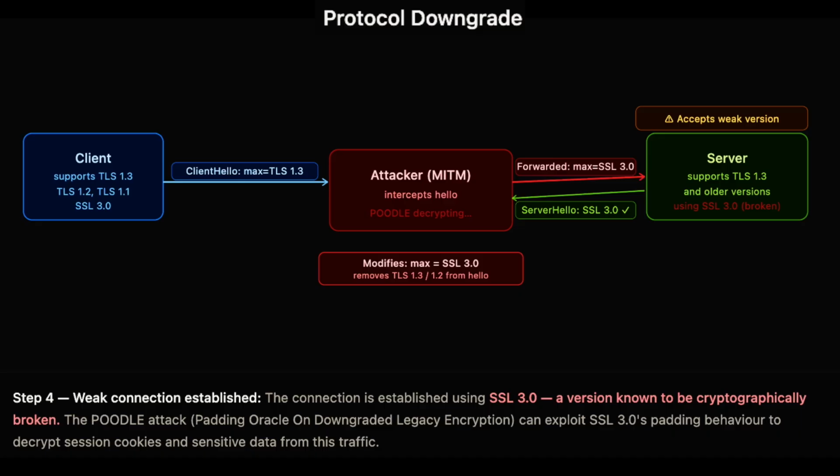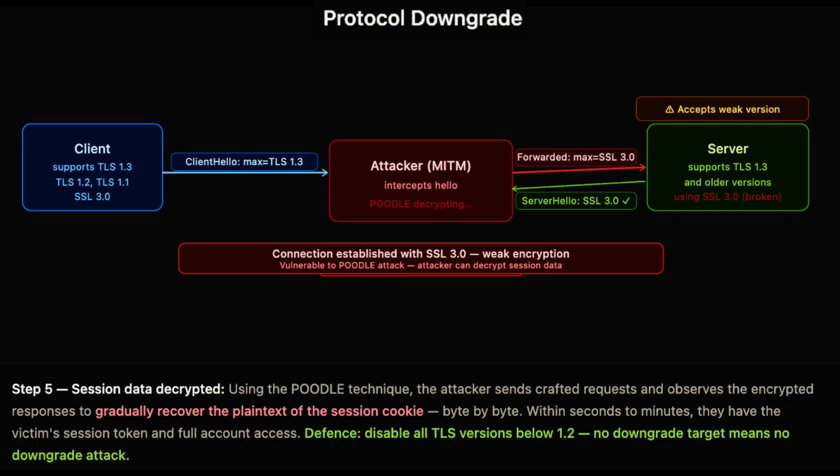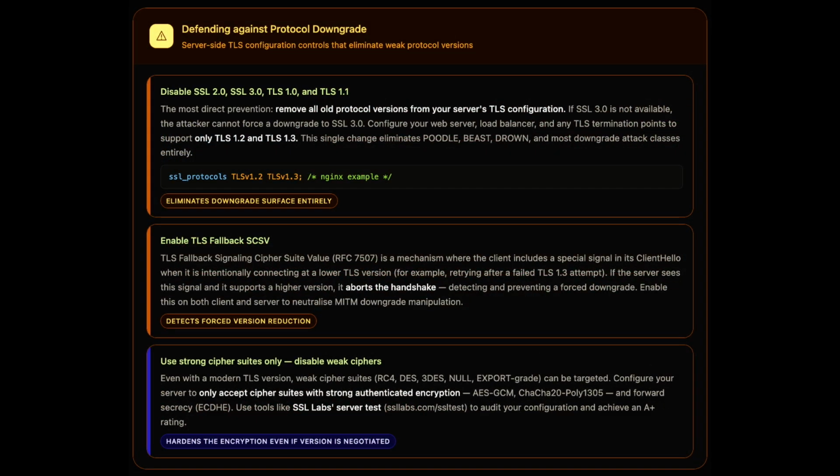Neither side knows the negotiation was tampered with. The connection is established using SSL 3.0, a version known to be cryptographically broken. Using the POODLE technique, the attacker can decrypt session data. To defend against protocol downgrade, remove all old protocol versions from your server's TLS configuration. Enable TLS fallback signaling cipher suite value, also known as RFC 7507.